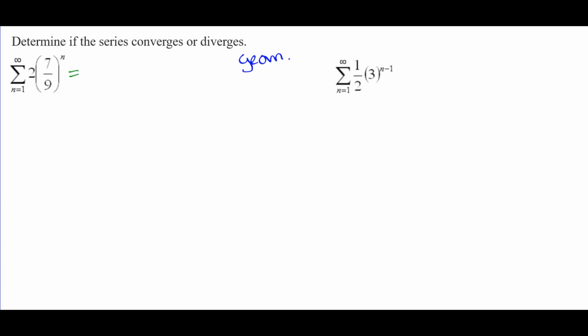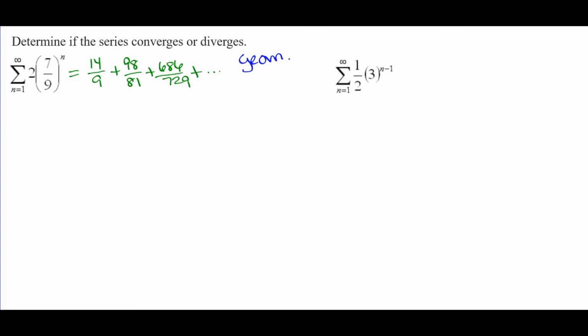So again, I'm going to look at what the pattern is here. If I plug 1 in for n, I'm going to get 2 times 7/9 to the first power, so that's going to be 14 over 9. Plus, and then we're going to get 2 times 7/9 to the second power. So this will be 98 over 81. Then when we plug 3 in for n, we're going to get 686 over 729, etc.